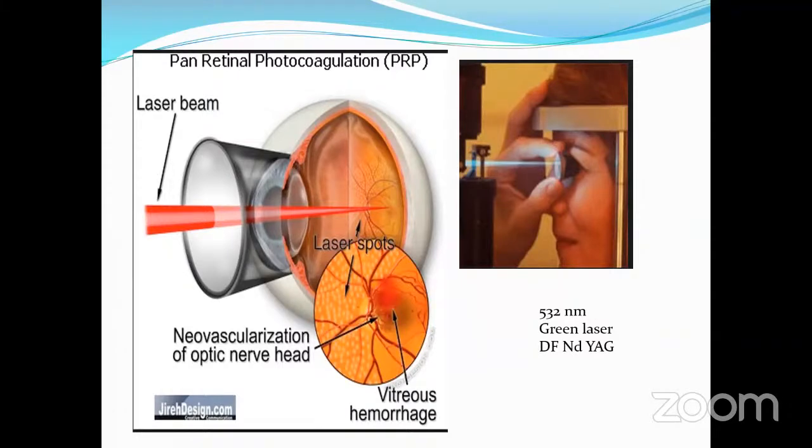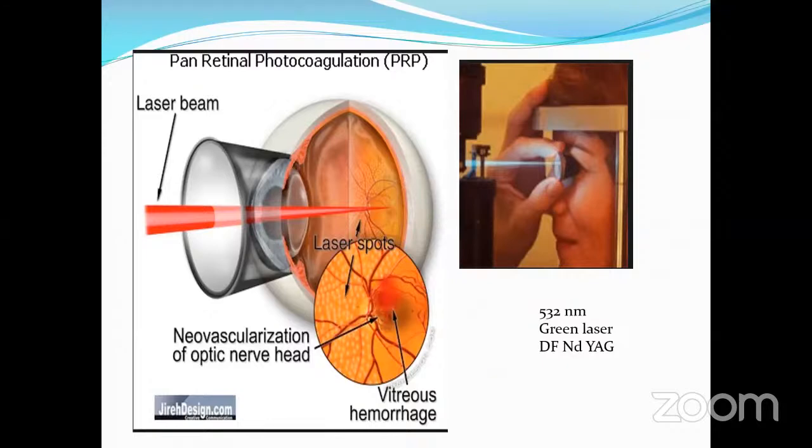So, basically, this is done in a case with impending neovascularization. We expect such a level of retinal ischemia that neovascularization is impending, or you can do it in frank neovascularization. Whenever there is neovascularization, we reduce retinal ischemia and retinal oxygen demand by photocoagulating the periphery, which is called pan-retinal photocoagulation.